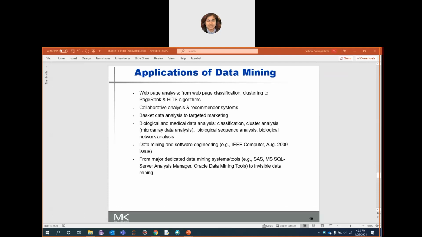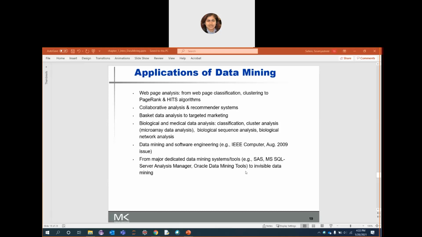Then different applications of data mining. In web page analysis, there are various recommender systems for recommendation. We saw the association rule, if you remember, in the previous slide. Then the recommender system is also similar to basket data analysis and target marketing for business or economic purposes. It's used in the biological and medical fields, in software engineering, and in major dedicated data mining system tools.